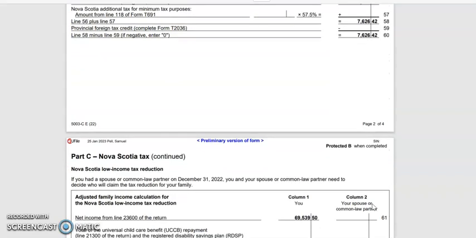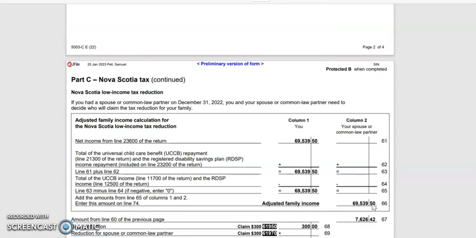So now we need to figure out the adjusted family income calculation for Nova Scotians at the low income tax reduction. So we need to bring our amount from line 23,600 in column 1. We'd use column 2 if we had a spouse. We again carry that amount down so that there's no other exemptions here. So we carry that over to line 66.